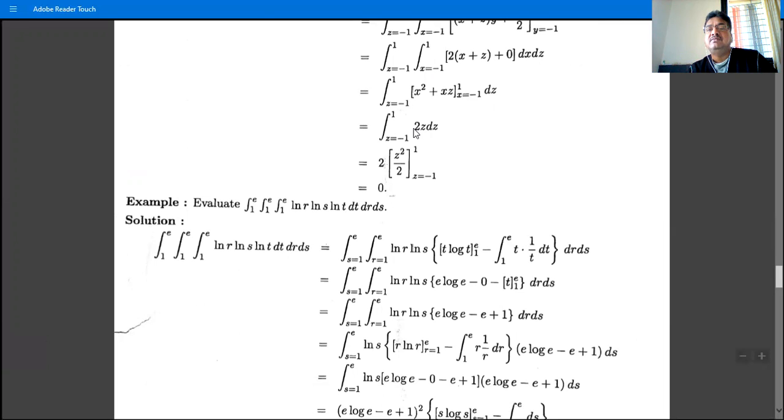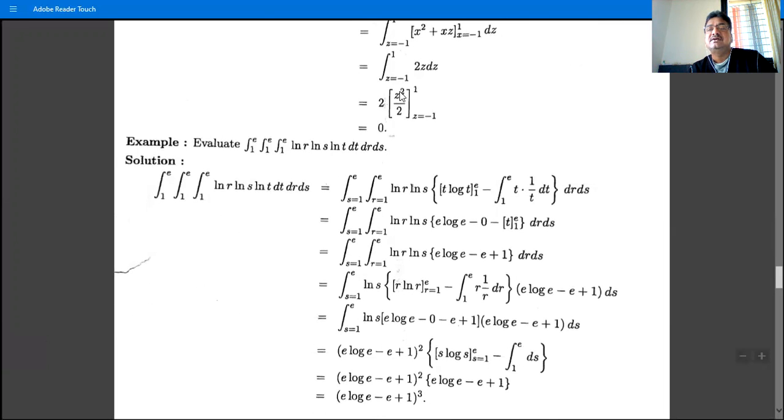We have the answer 2z, and its integration is z square by 2. The 2 gets cancelled, and then the value at the upper limit, that is z square, 1 square is 1, minus 1 square is again 1, so the answer is 0.